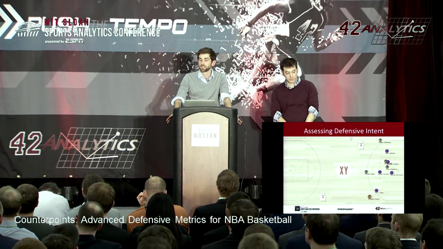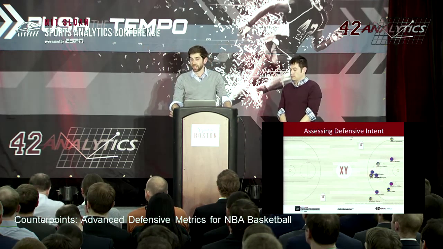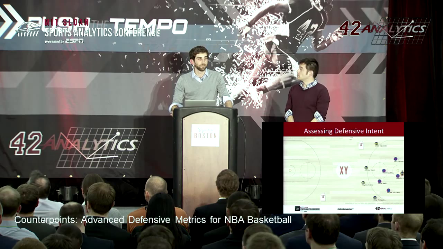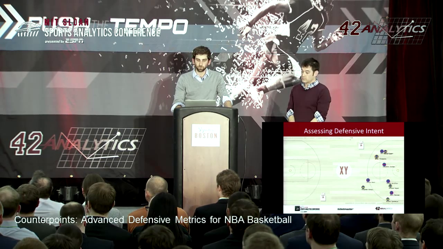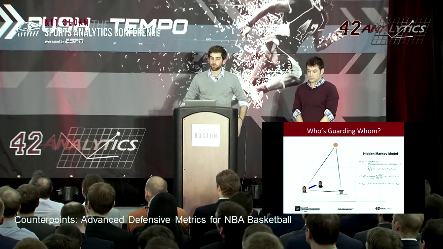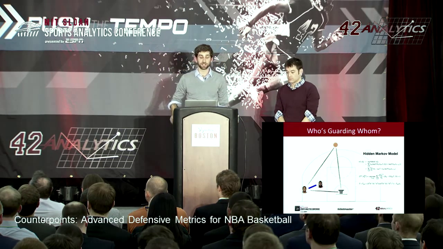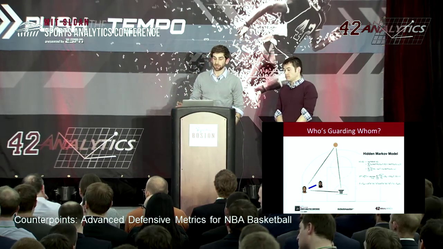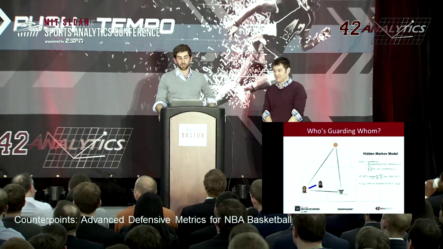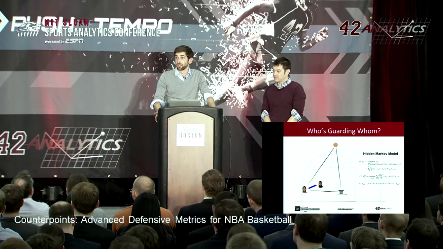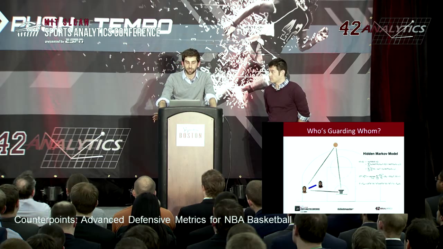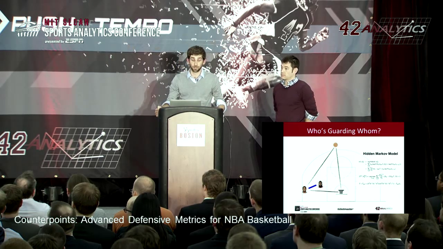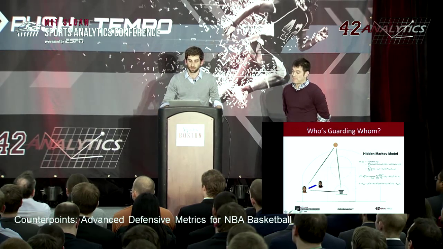In order to understand defensive skill, we need to understand defensive intent first. And so our approach is to first identify the matchups for every moment of an NBA basketball game. So we develop what's called a hidden Markov model for identifying who's guarding whom in any moment of a game. And there's a lot of serious math under the hood, but the basic idea is actually fairly simple. We assume that on average, a defender guarding an offensive player lies in this triangle between the offensive player's location, the hoop, and the ball.